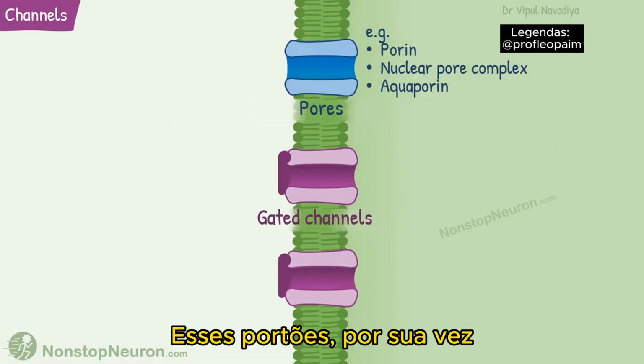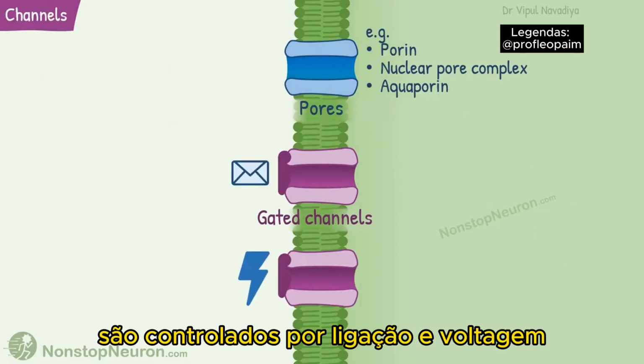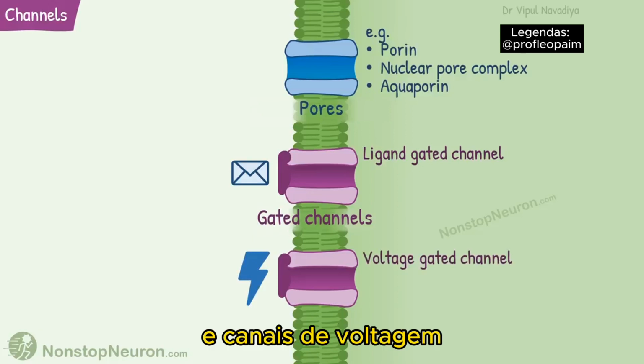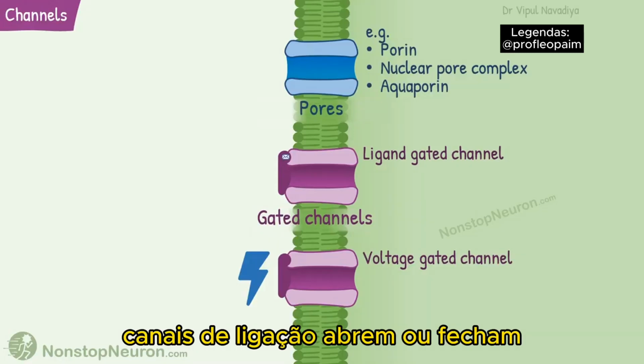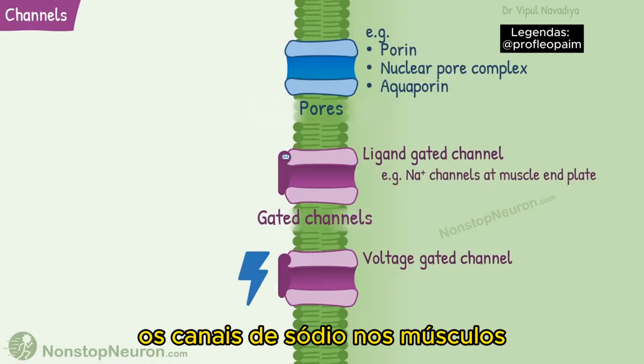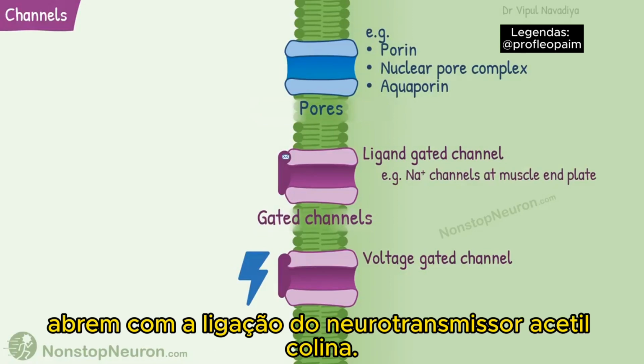These gates in turn are controlled by ligands or voltage. Respective channels are called ligand-gated channel and voltage-gated channel. Ligand-gated channels open or close depending on binding of certain ligands. For example, sodium channels at the muscle end plate open on binding of acetylcholine.